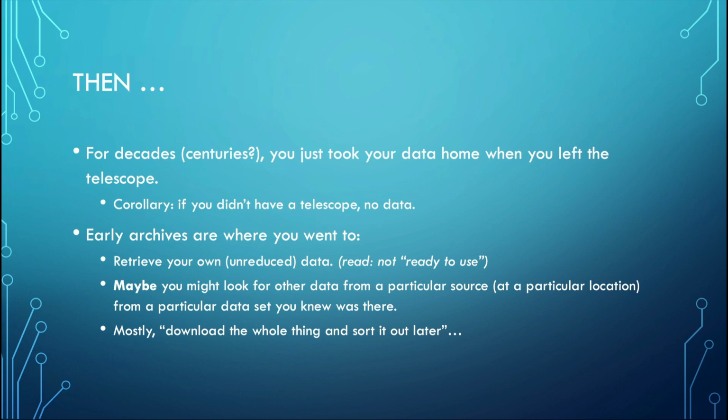Very early on, there were archives where you could go and just download your own data. And when I say that, I mean unreduced data. I mean data that aren't ready to use right now. They're data that need some processing before you can use it. Maybe from these early archives, you might look for other data from a particular location on the sky or from a particular data set that you knew was there. But you didn't go to the archive to see what was available. You already knew that the data were there. And really the philosophy was, I'm just going to download all the data and I'll figure it out later.